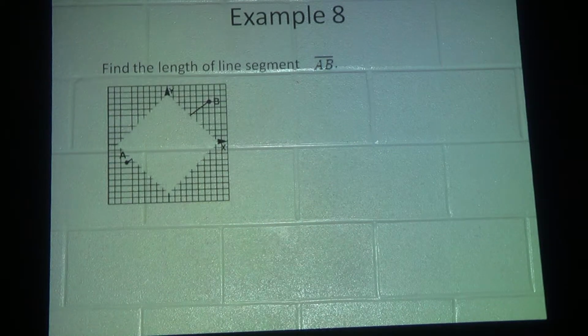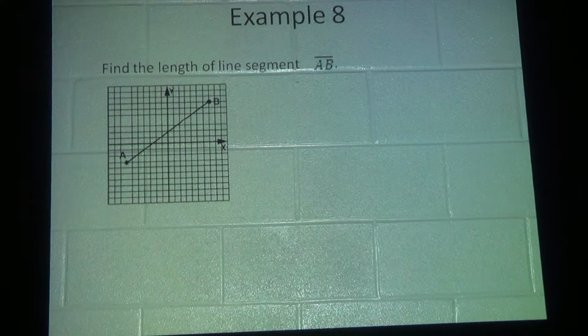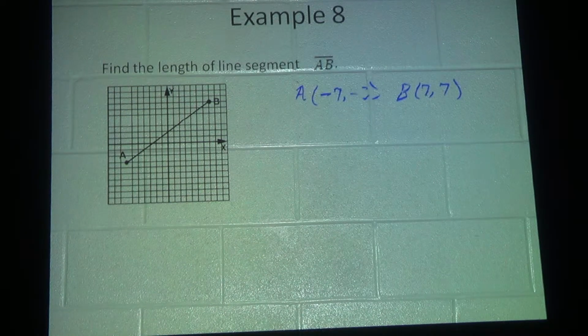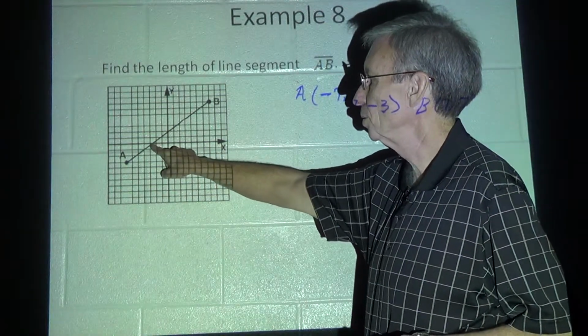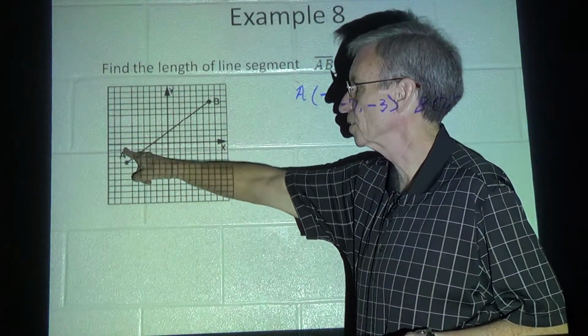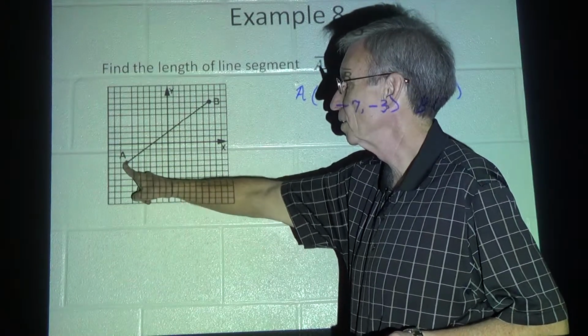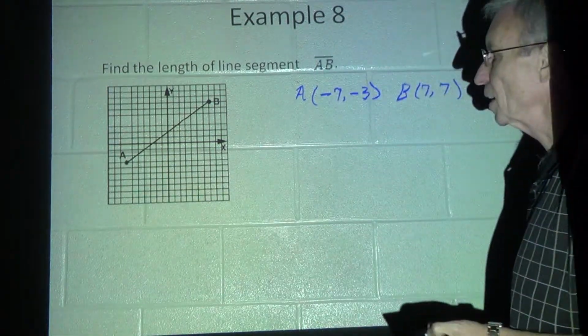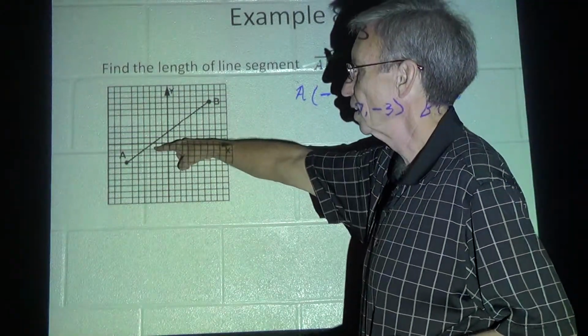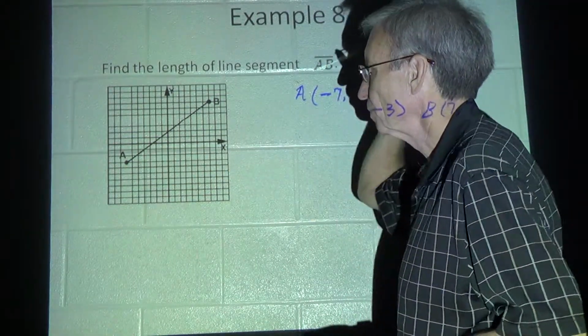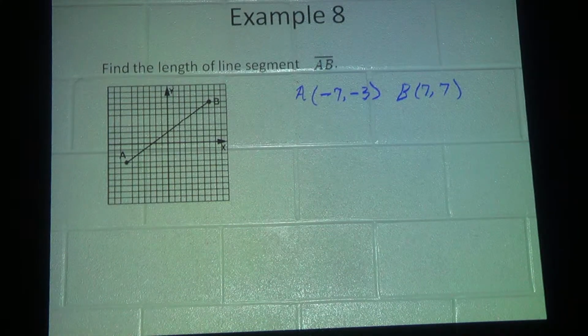Okay, find the length of line segment AB. For example 8, this time they gave it to us on the coordinate system. Okay, so we have to find the coordinates of the endpoints. So what we find here, if we look this up, or if we count these over, we get 1, 2, 3, 4, 5, 6, and this 7 looks like it's disappeared here. But this is on -7 for the x. -3 is -1, -2, -3. So that's what our y coordinates are.